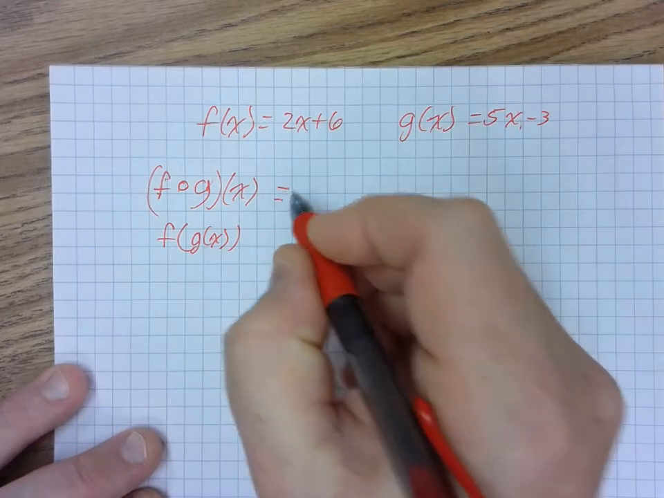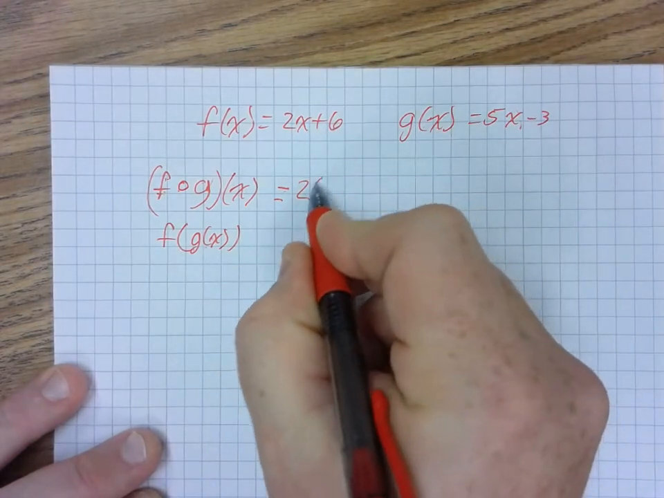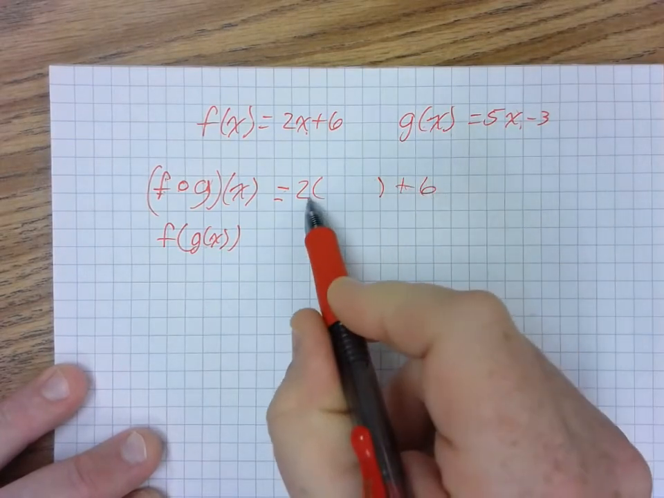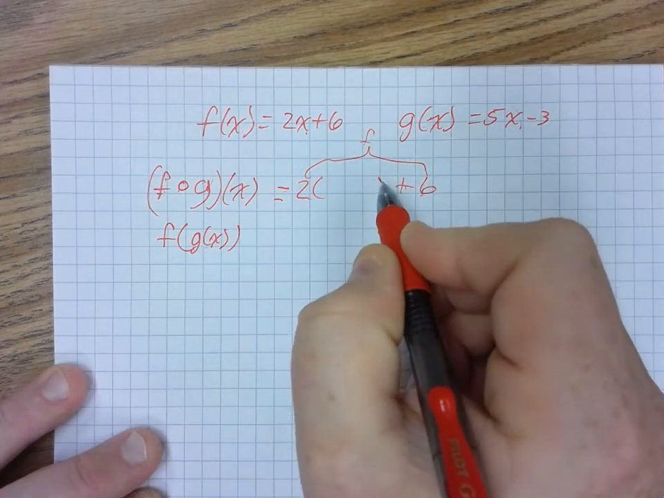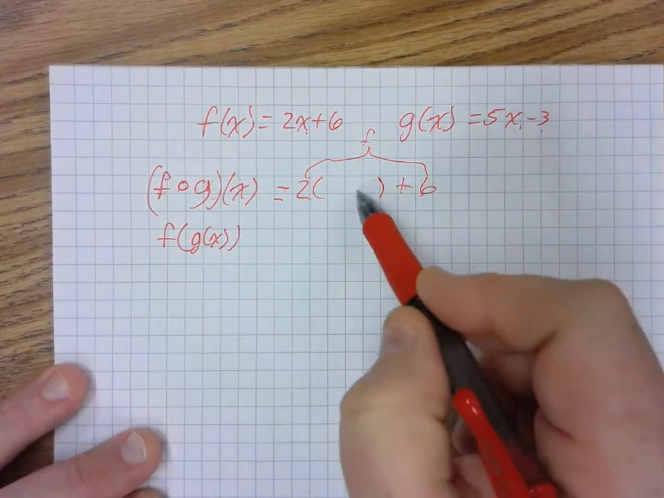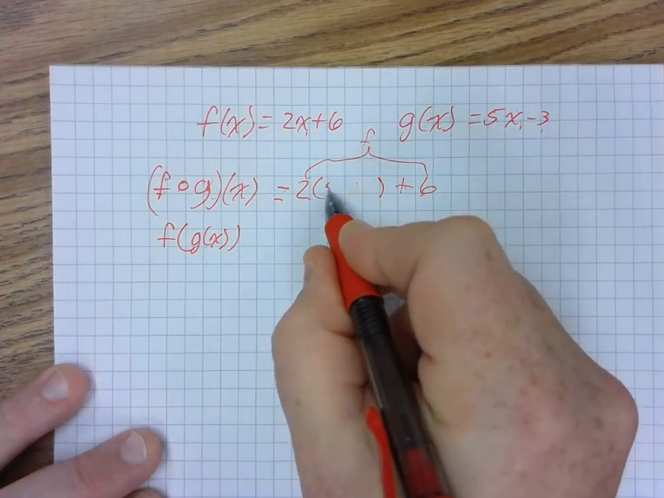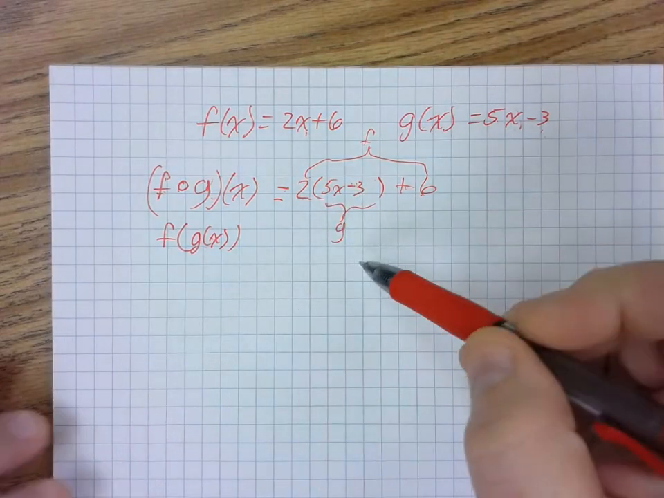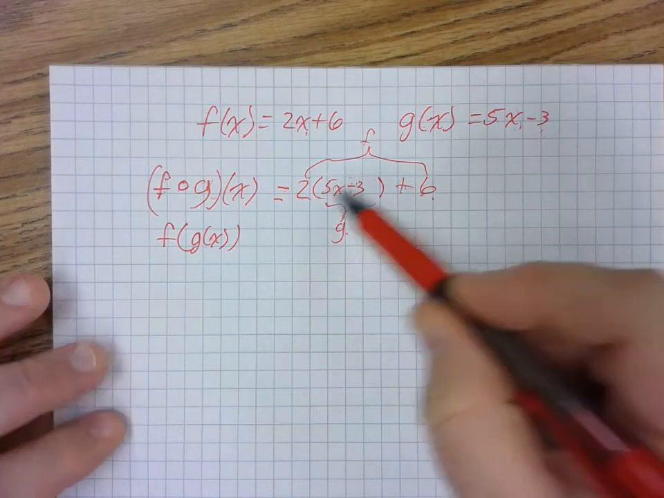So let's go ahead and show what that looks like. We take function f, which is this one, and we're going to leave a big old set of parentheses for where x is. So this is all of function f. And then because g comes second, all of function g goes inside where this x is. So we're going to input 5x minus 3. Function g, the output of this, becomes the input for f. All we got to do now is simplify that.